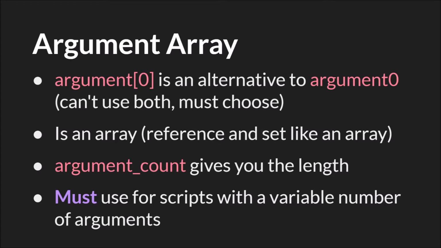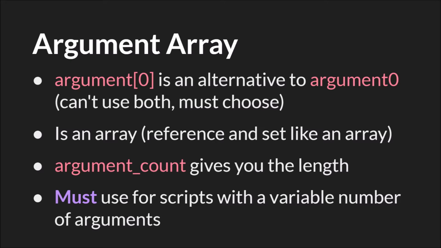The first thing to know is that you can't use both. You have to use either the argument array or the built-in argument 0 to argument 15 variables. But what the argument array allows you to do is have an unlimited number of arguments. This isn't all that helpful because if you need more than 16 arguments, you should probably be rewriting the script to take less. However, the second thing it allows you to do is actually very helpful.